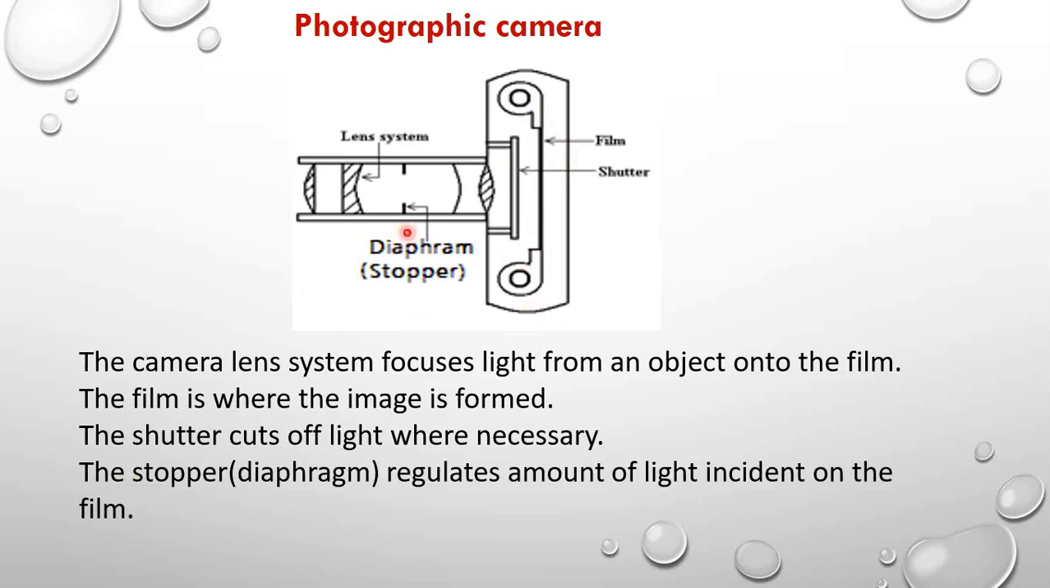So it is very important for us to know the function of each part, like the lens system, which focuses light of an object onto the film, and the film is where the image is formed, and then the shutter cuts off light whenever necessary, and then the stopper or the diaphragm regulates the amount of light incident onto the film. Now let us make a note.